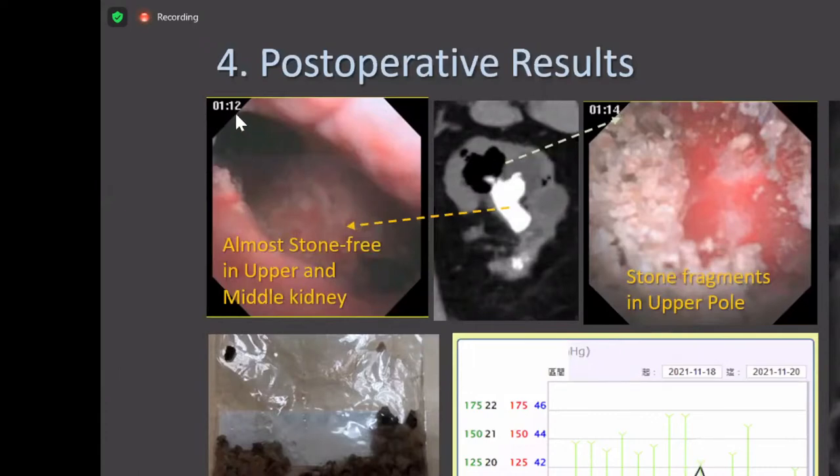You can see the upper calyx against the middle calyx. The upper and middle pole stones were almost free, and I kept some tiny stone fragments in the upper pole. This is a big souvenir for my patient. And post-op, the urine is really clear and the vital signs are stable. As we planned, we have some residual stones in the middle calyx, as we discussed before.